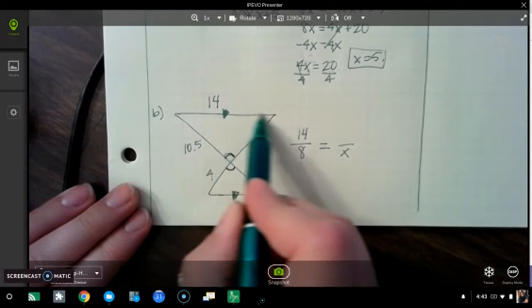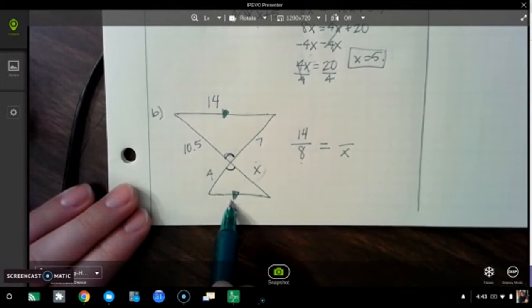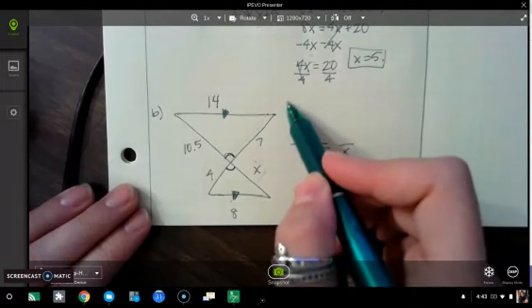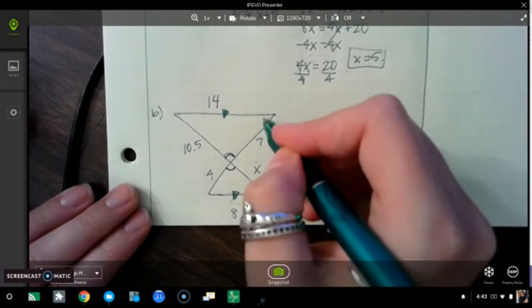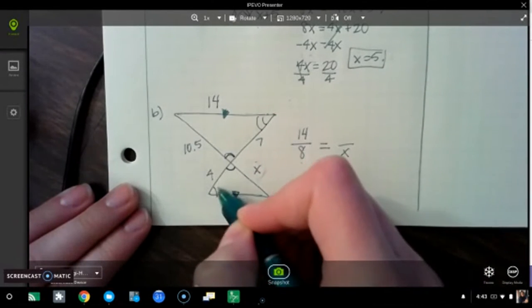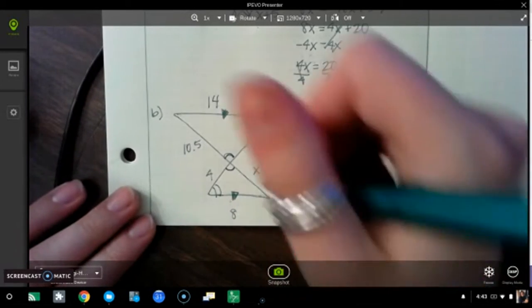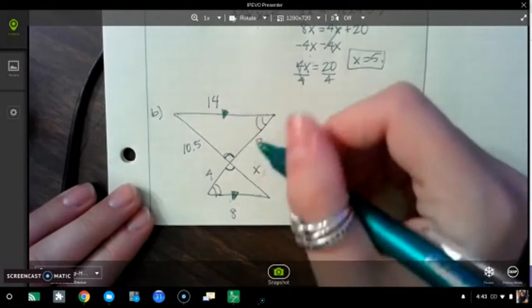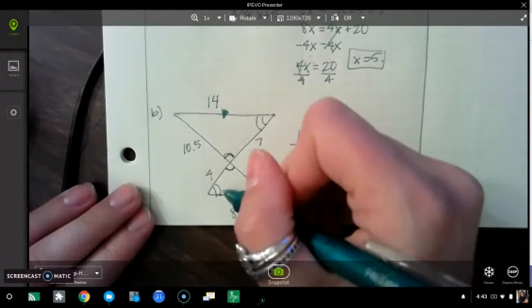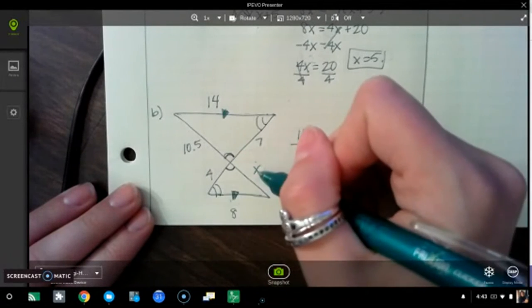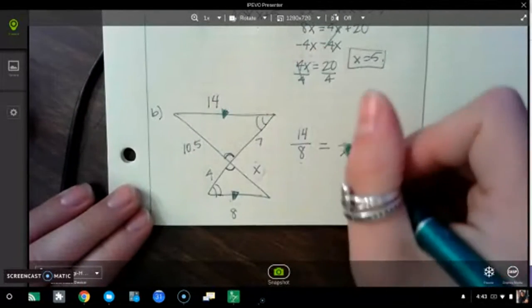If I have parallel lines here, that's what those little arrows mean. This is a parallel line. Here is my transversal. The angles that are formed are right here. So x does not correspond with 7 because x is not adjacent to this angle. So that means 10.5 corresponds with x.